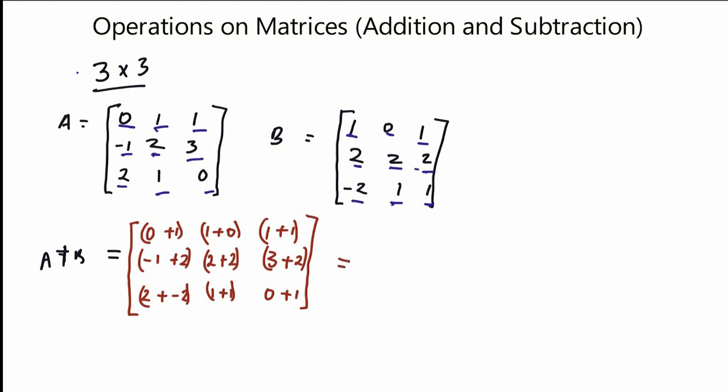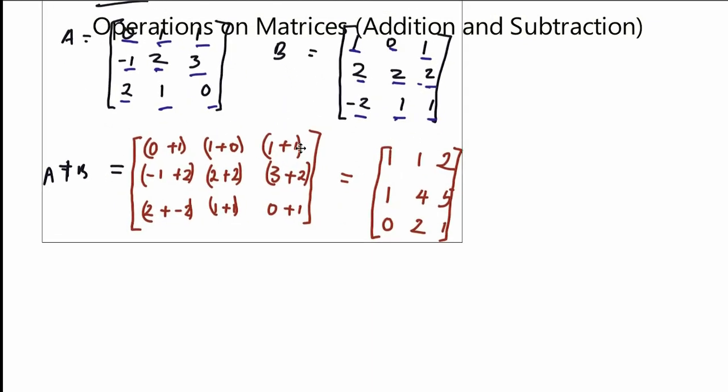So when we add 0 plus 1, it gives us 1. 1 plus 0 is 1. 1 plus 1 is 2. Minus 1 plus 2 will give us 1. 2 plus 2 will give us 4. 3 plus 2 gives us 5. 2 plus minus 2 will give us 0. 1 plus 1 will give us 2. And 0 plus 1 will give us 1. So this will form the solution for A plus B. Now what about subtraction on the other end?